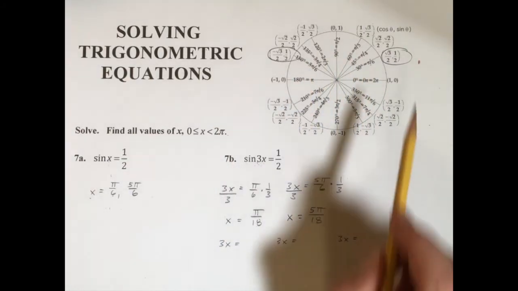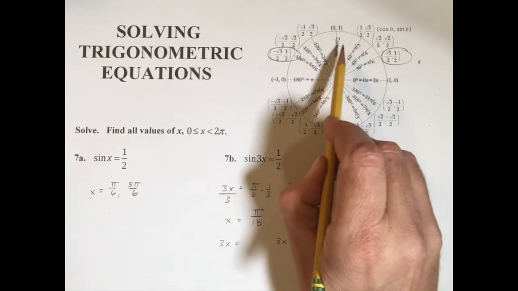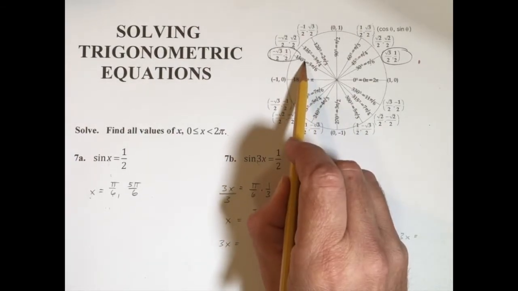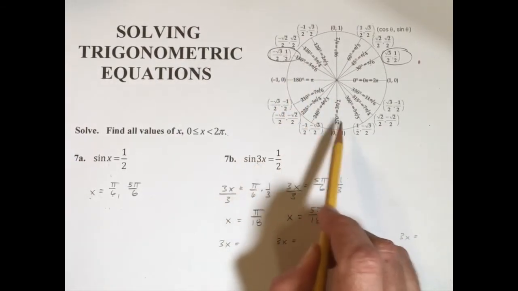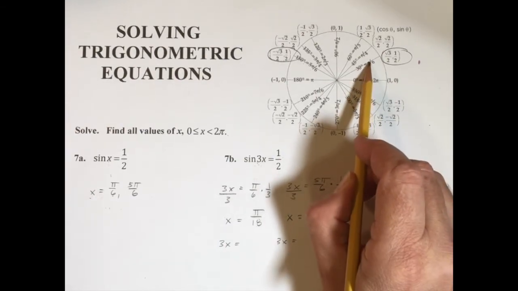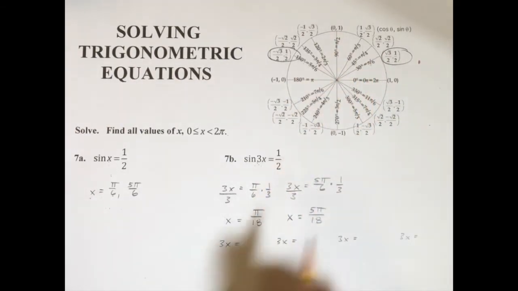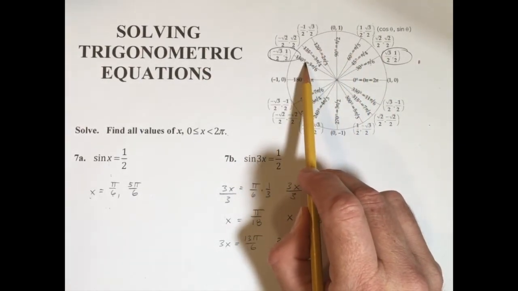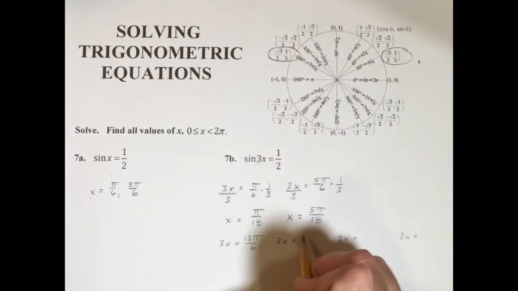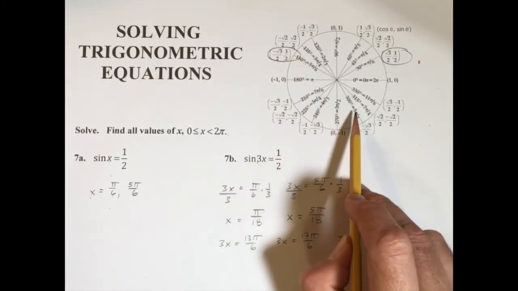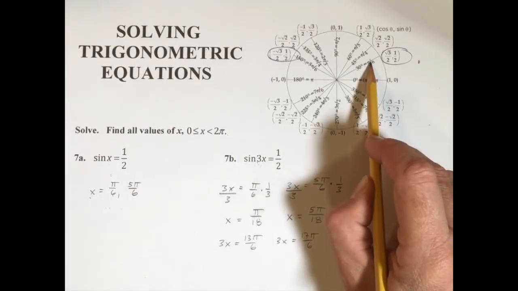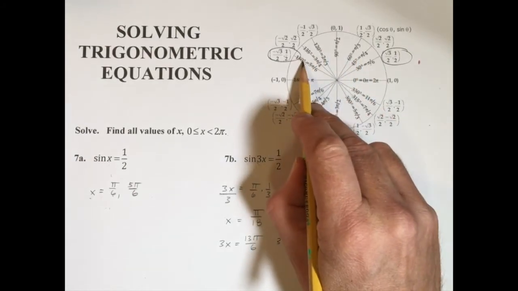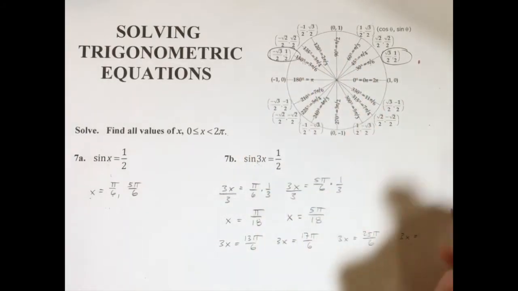So we already saw that 3x can equal pi over 6, 2 pi over 6, 3 pi over 6, 4 pi over 6, and 3x can equal 5 pi over 6, but let's keep spinning. 6 pi over 6, 7 pi over 6, 8, 9, 10, 11, 12. 3x can also equal 13 pi over 6. I'll keep spinning. 14, 15, 16, and 3x can equal 17 pi over 6. 18, 19, 20, 21, 22, 23, 24. 3x can equal 25 pi over 6. 26, 27, 28, and 3x can equal 29 pi over 6.